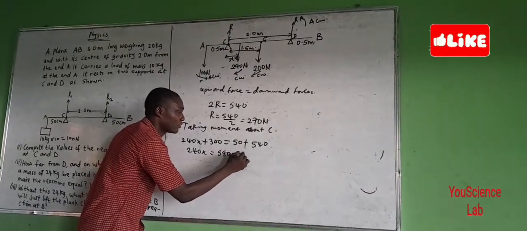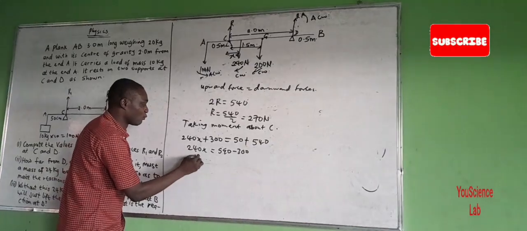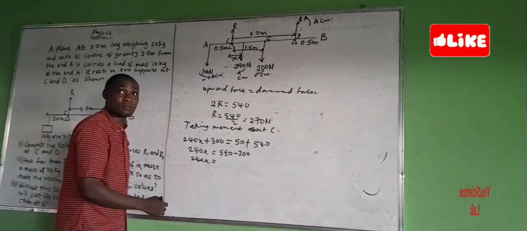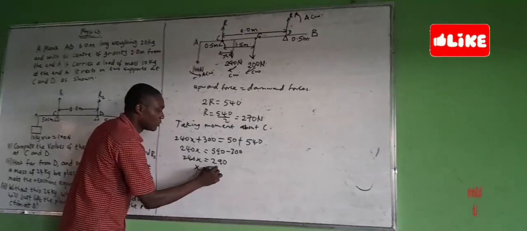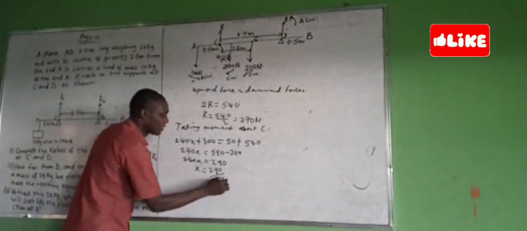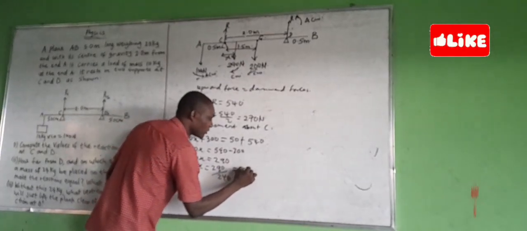590 minus 300. When you add this together, you get 590. So 240x is equal to what? 290. Divide both sides, so x is equal to 290 over 240. That gives us 1.20 something.